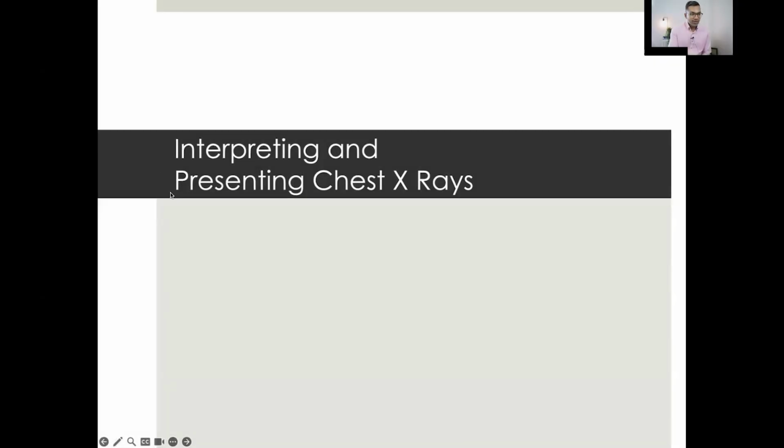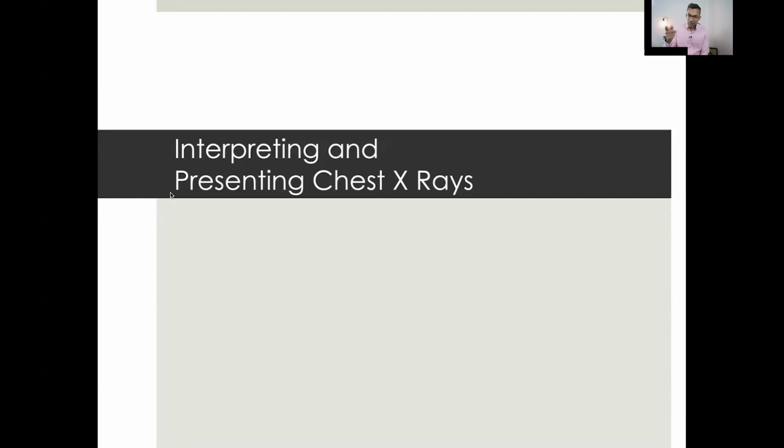Let's go through interpreting and presenting some chest X-rays. Again, I think that same fear that someone mentioned, of just missing something obvious, is absolutely at the forefront of my mind every time I read a chest X-ray. And I've got to be honest, every time a new exam comes on, it's not something I read. What do we do with chest X-rays?